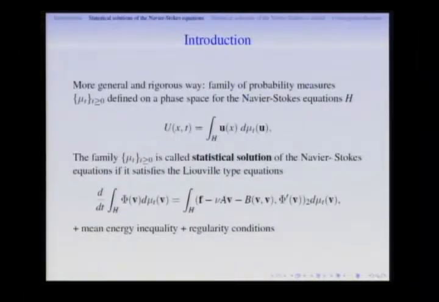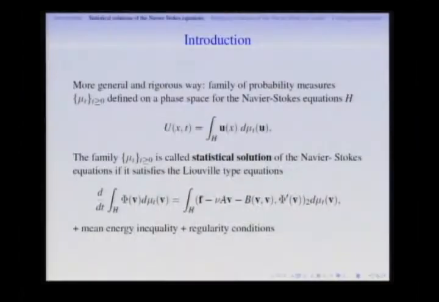and still contains the main information about the behavior of the flow. Okay. There are several ways to consider an average. Time average is one example, but there is a more general and more rigorous way to do this, which is to consider a family of probability measures defined on the phase space of the Navier-Stokes equations. And for instance, if we wanted to consider the mean velocity, we just calculate this integral for this family of probability measures.